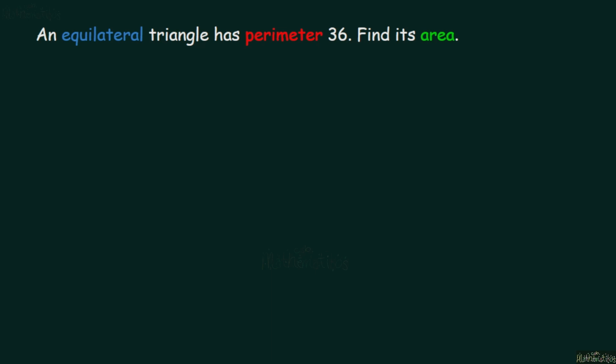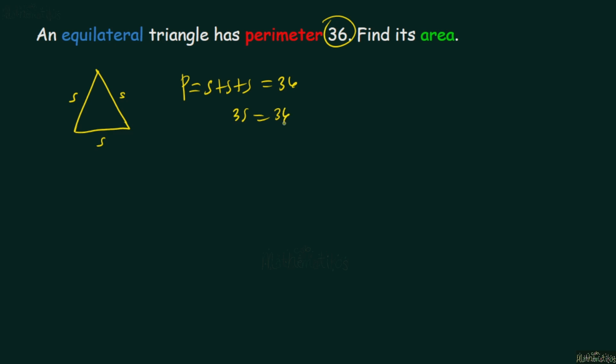An equilateral triangle has perimeter 36. Find its area. We have an equilateral triangle. All sides are equal. So if this is S, this must be S and S. So the perimeter of that triangle is equal to S plus S plus S, which is equal to 36 in this case. So we have 3S is equal to 36.